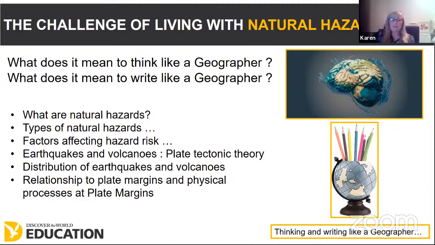Okay, so tonight we're going to look at what natural hazards are, the types of natural hazards, the factors affecting hazard risk, and then really look in detail at earthquakes and volcanoes, plate tectonic theory, the distribution of earthquakes and volcanoes, and then look at that in terms of the relationship to plate margins and those physical processes that happen at plate margins.